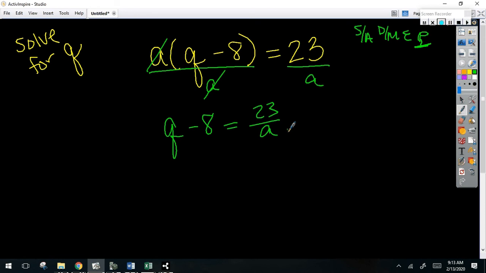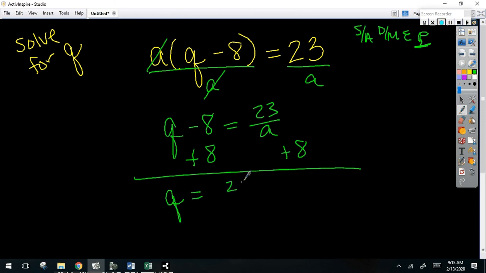I know this is hard, and it's hard because it's not what you're accustomed to getting when you solve an equation. That's what makes it hard. What now? Add 8. Can you add 8 to 23 over A? No, because there's an A in here, right? So I can't do it, so I write it. Yes or no? No. We'll do a few more.